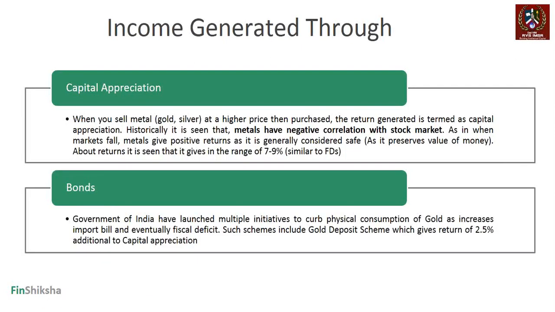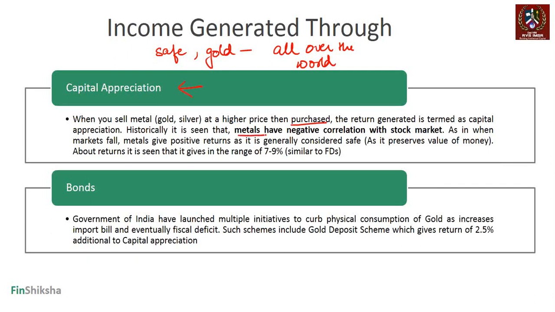Right? It's generally considered a safe instrument. Gold is something that you can use all over the world, correct? It's a physical asset, so there is a risk in the sense that security is a concern. It could get stolen, for example. Now, when you sell the metal at a higher price than purchase, that's your capital appreciation.